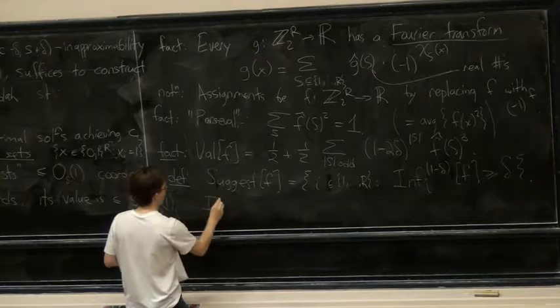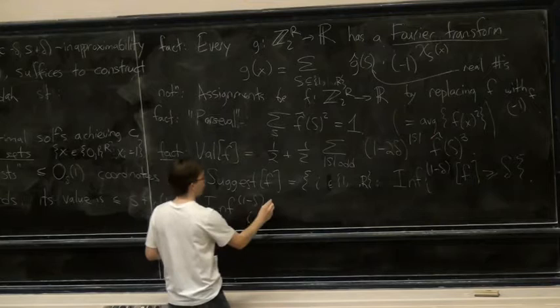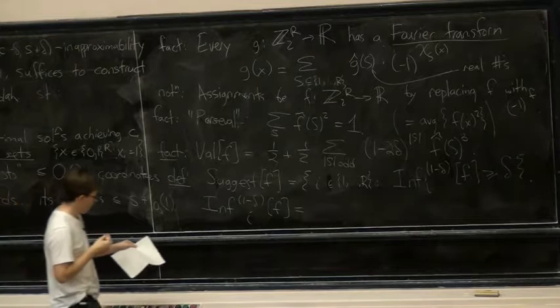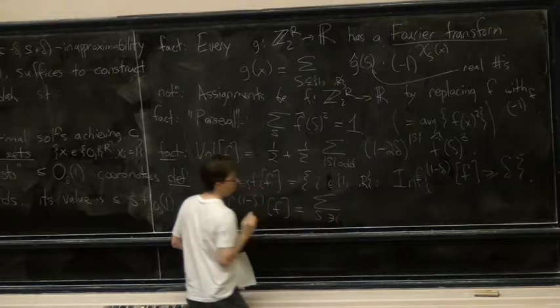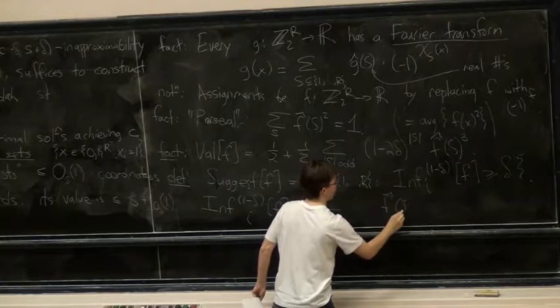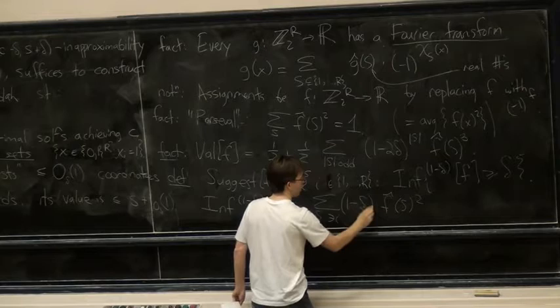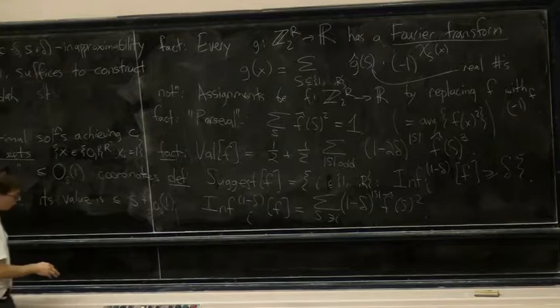This quantity, the 1 minus delta noisy influence of coordinate i on f, is defined in terms of the Fourier transform. It's the sum over all sets S, subsets of 1 through r, which contain i, of f hat S squared times a factor 1 minus delta to the cardinality of S. Okay, so that's two big definitions to get your head around, so I'll move the boards and you can think about it.